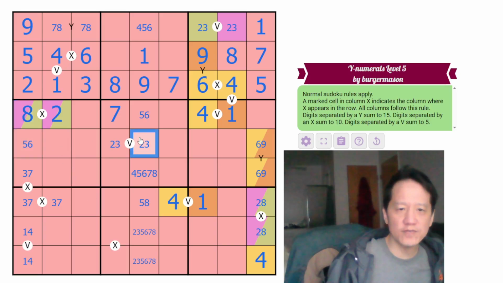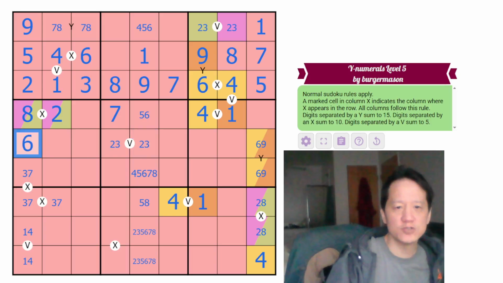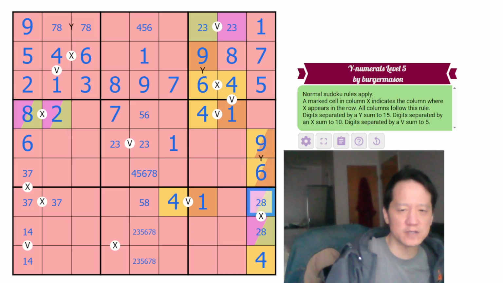1 cannot be in the 5th slot, so this must be 6, which means 1 is in the 6th spot, which means this is a 1. So this can't be 6 anymore, which makes that a 9, and therefore this is 6. So it's saying 9 is in the 6th slot, so this must be a 9. This can no longer be 7.